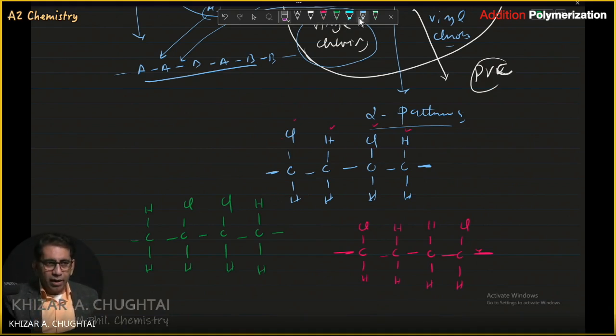So you can say there are basically at least three patterns, not two. One pattern, Cl and H are at alternate positions. Second pattern, two hydrogens are at adjacent positions. Here, two Cls are at adjacent positions. So basically there are three different patterns, but all are said to be polyvinyl chloride.